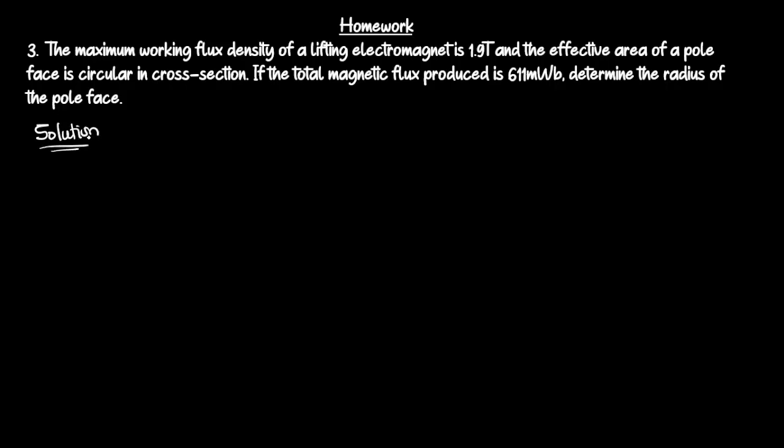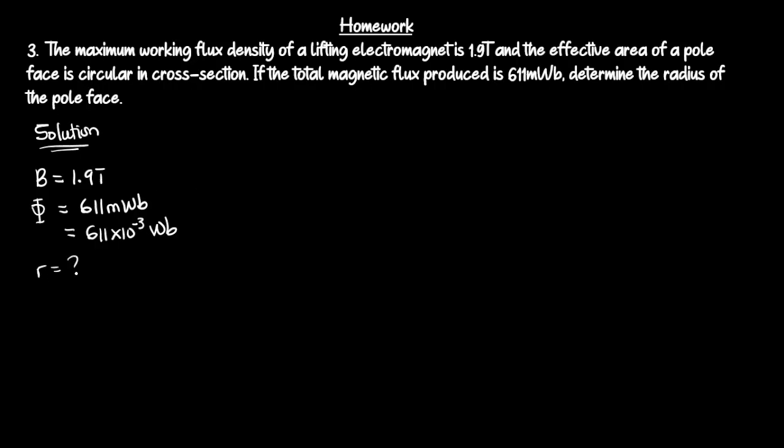So I have here the maximum working flux density of a lifting electromagnet is 1.9 Tesla. So my flux density is equal to 1.9 Tesla. The area of the pole is circular, so we are dealing with a circular magnet. If the magnetic flux, which is phi, is 611 milliweber, this will be equal to 611 times 10 raised to the power minus 3 Weber as the conversion. We have to determine the radius of the pole.